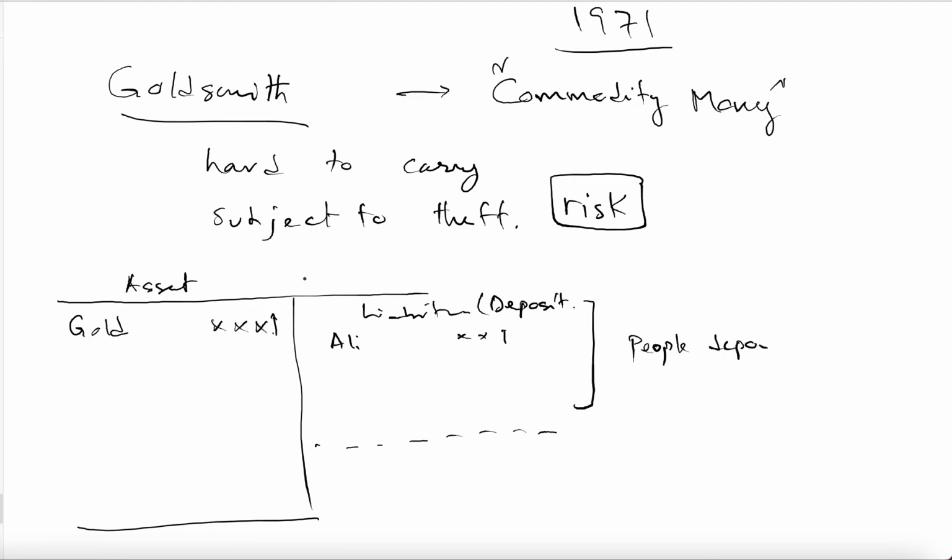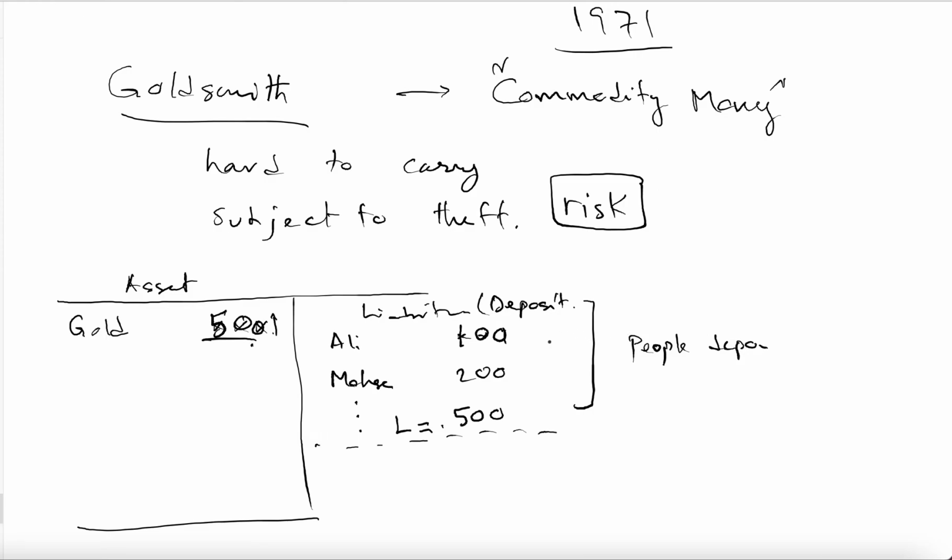But if Ali puts here 100 and Mohsen puts $200 in gold, you name it, and let's say the total amount of liabilities is 500. So here was 500. So that's the total sum of this. It's 1 to 1, 1 to 1.